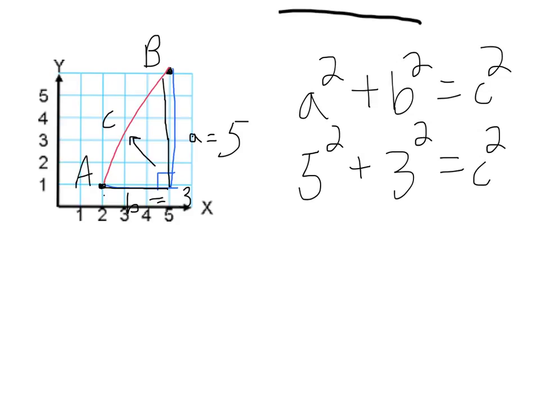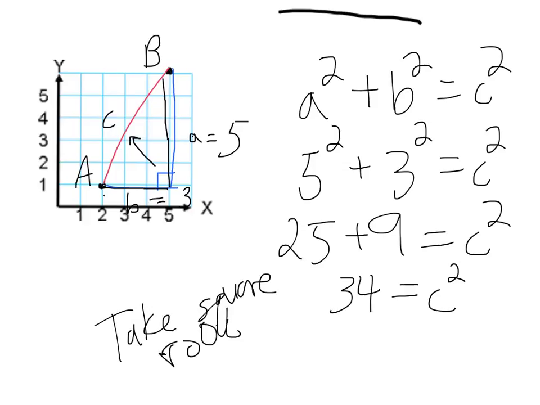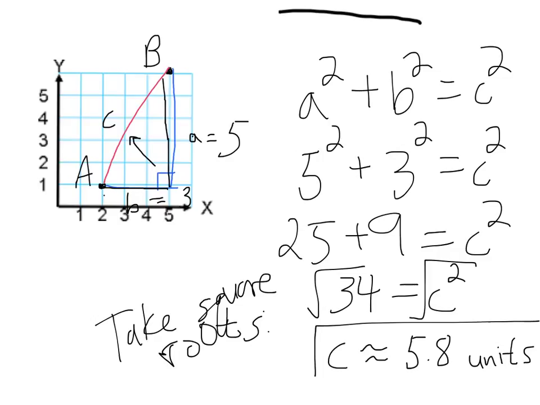Then we have to do a little bit of algebra. This is 25 plus 9 equals c squared, which is 34 equals c squared. And then if you remember from Algebra 1, to solve a squared equation, you want to take the square root of both sides. Normally when you do that, you would have two answers, a positive and a negative. But in this case, we're concerned about lengths, so we're only concerned with the positive root. So taking the square root of 34 and the square root of c squared, I get c equals approximately, and you can plug this into your calculator, 5.8 units. And we have just found the distance using the Pythagorean theorem.